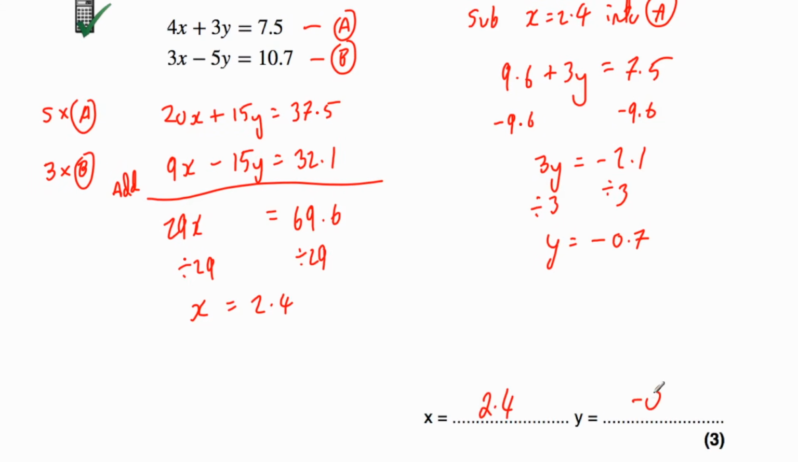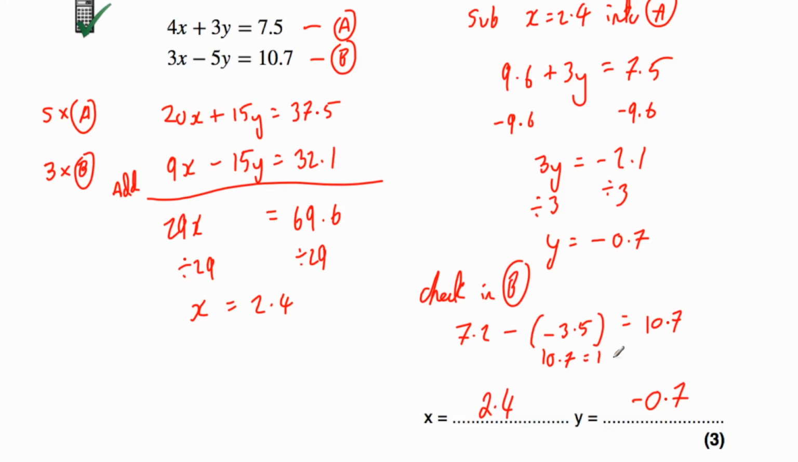And let's write that in, 2.4 and minus 0.7. And let's check our answer, let's check in B. So whenever we check this in equation B, we've got 3 times x, so that's going to be 3 times 2.4, that's 7.2. Then we've got minus, and then we're going to do 5 times minus 0.7. And 5 times minus 0.7 will be minus 3.5, so we've got 7.2 minus 3.5, and hopefully that's going to be equal to 10.7. And if we do 7.2 minus 3.5, that's 7.2 plus 3.5, which would be 10.7.